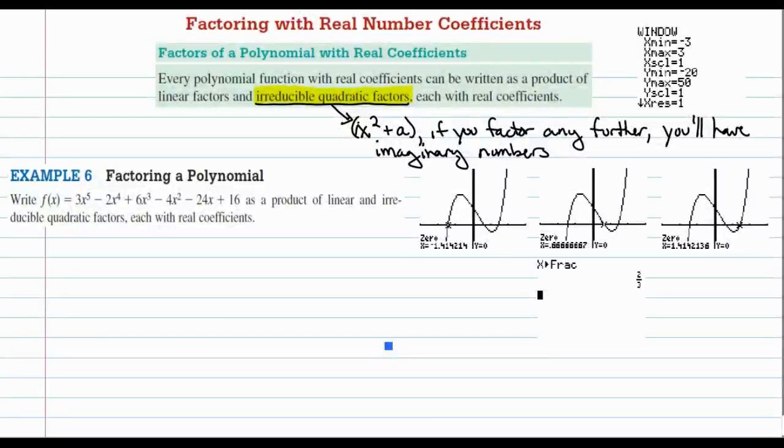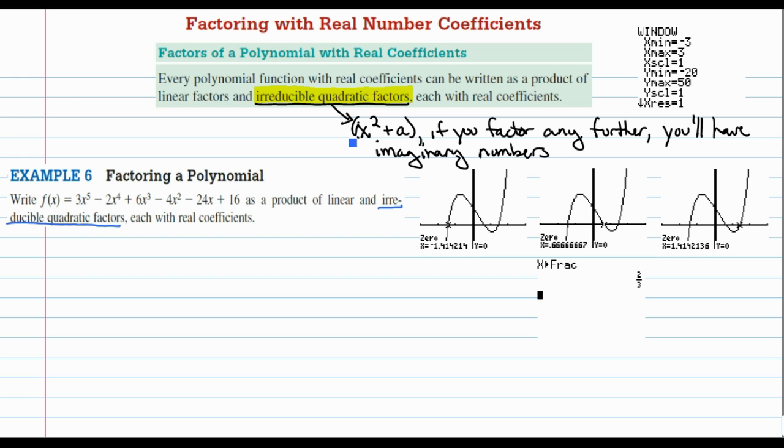This is the screencast for section 2.5, example 6, factoring a polynomial. In these instructions, it's going to ask us for a product of linear and irreducible quadratic factors. So the question is, what does irreducible quadratic factors mean? Well, it means it's going to look like x squared plus a number, or even x squared minus a number.